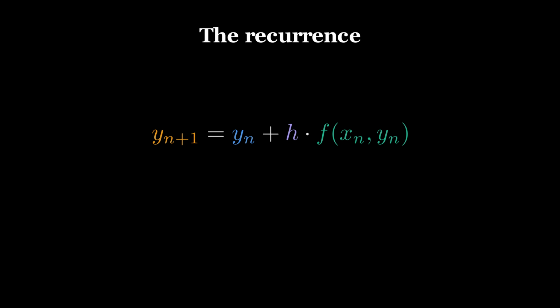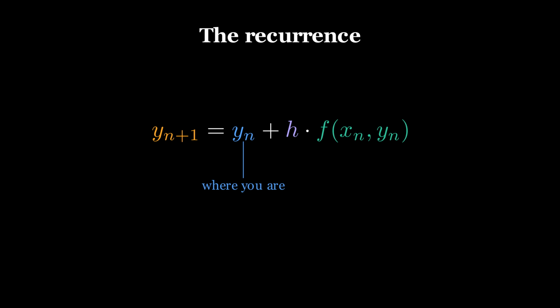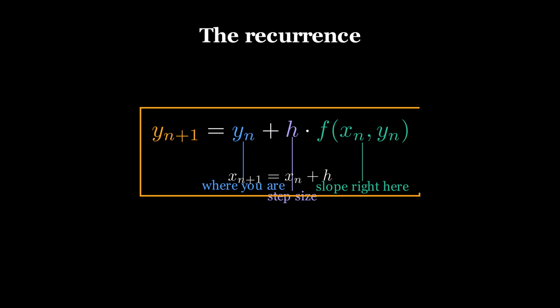Written down, the whole method is one line. The next y equals the current y, plus the step size h, times the slope right where you're standing. In symbols, f of xn, yn is just the right-hand side of your differential equation, and x just marches forward by h each time. That pair of updates is everything. Apply them again and again, and you generate the staircase automatically.